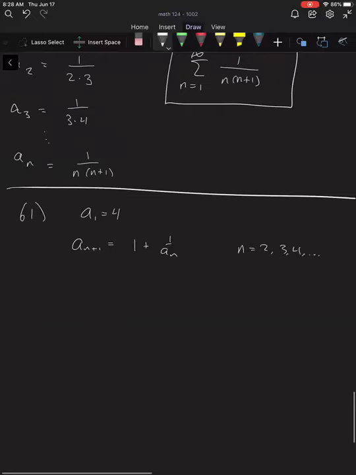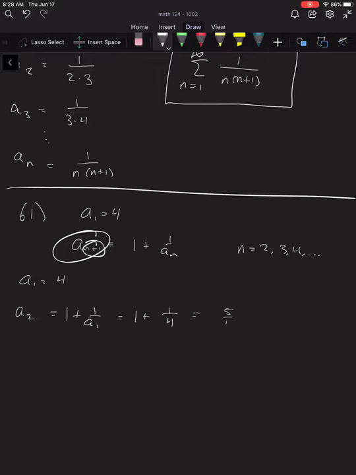So what does this mean? Well, let's just see what happens when we plug in 1. Well, we're already given that A1 is equal to 4. So what happens if we want to do A2? Well, if we want to find A2, we're going to use this one, and we're going to plug in n equal to 1, because on the bottom here we would have 1 plus 1, which is 2. So this is going to be 1 plus 1 over A1, which is 1 plus 1 over 4. So this is going to be 5 over 4. So there's our A2.